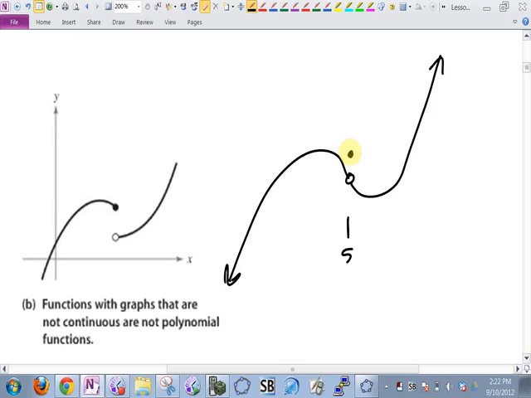So polynomials are always continuous. If a graph is not continuous, can it still be considered a polynomial? No. If a graph has a discontinuity, it's automatically not a polynomial. It works both ways. If it's a polynomial, it is continuous. If it's not continuous, it's not a polynomial. Those are called contrapositive statements of each other.